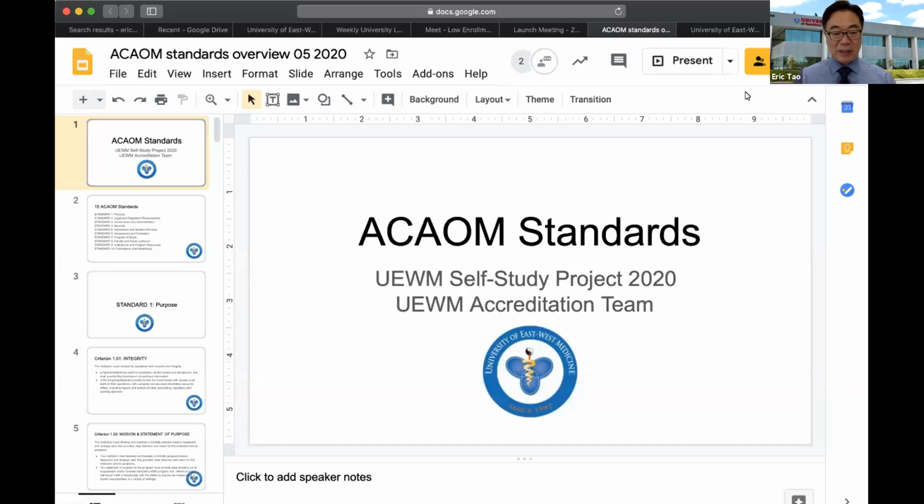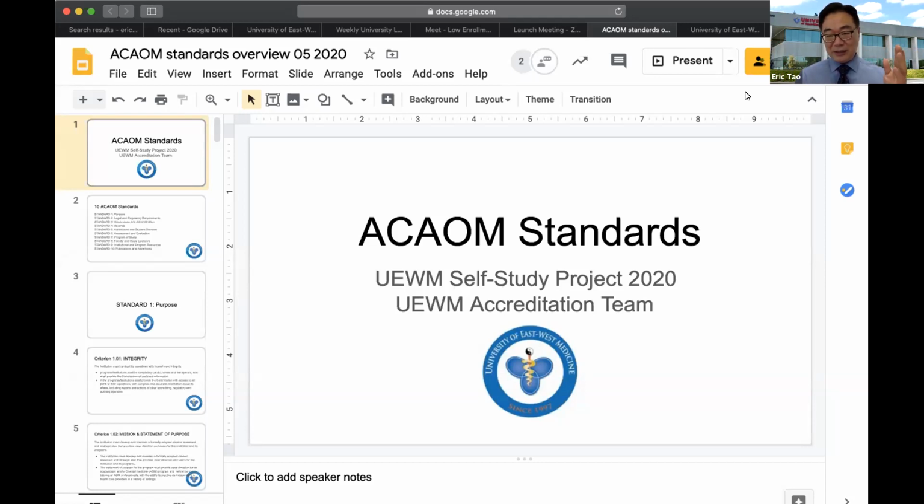We're going to spend about 15 minutes to go over a quick overview of the ACAOM standard. We're going to take turns. Some of us will use PowerPoint, some of us will just use voice. But in 15 minutes, we will understand what this potentially challenging, scary, but important document called the ACAOM standard is.